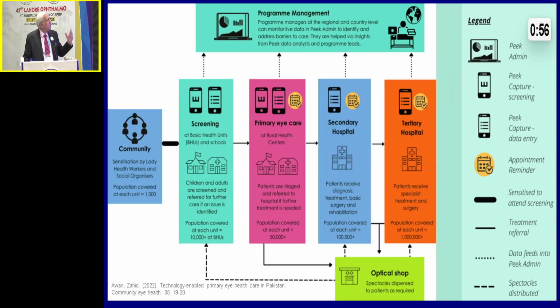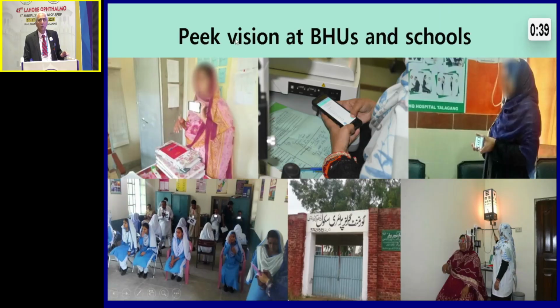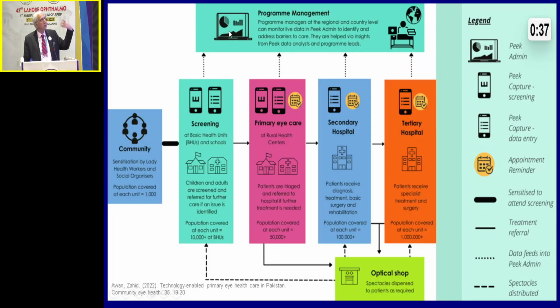So how does Peak work? You go into the community, you screen, and then they would send patients to a primary care center, a rural health center, then a secondary hospital, and then a tertiary hospital. So where does your Peak admin come in? Everywhere. As soon as you are screened, it goes on to the system, and there's a programmer or a data analyst sitting with a project manager who's controlling the area being covered.